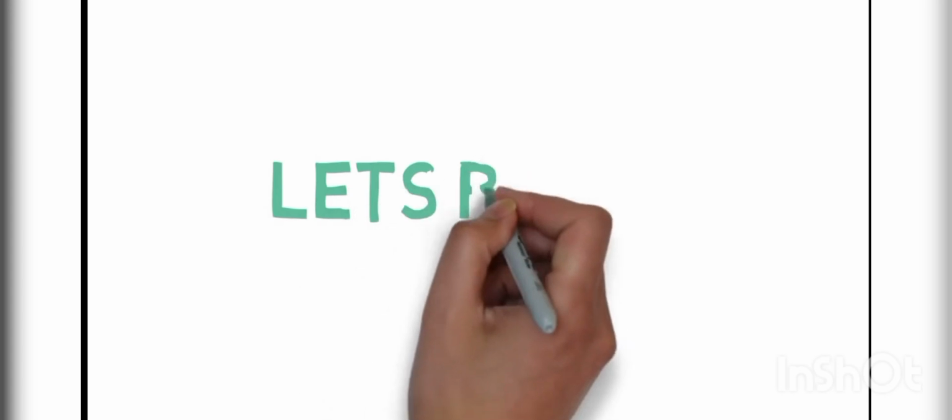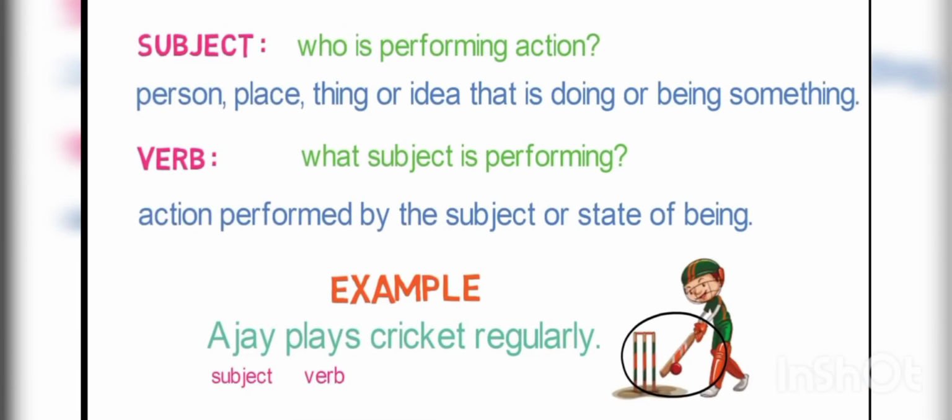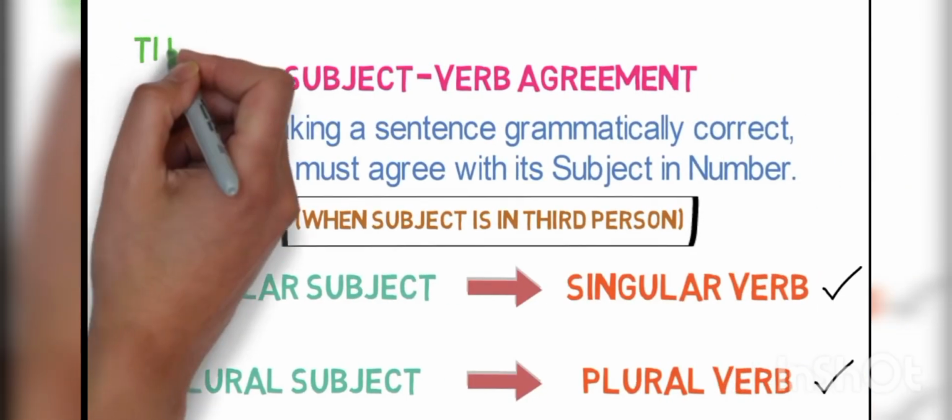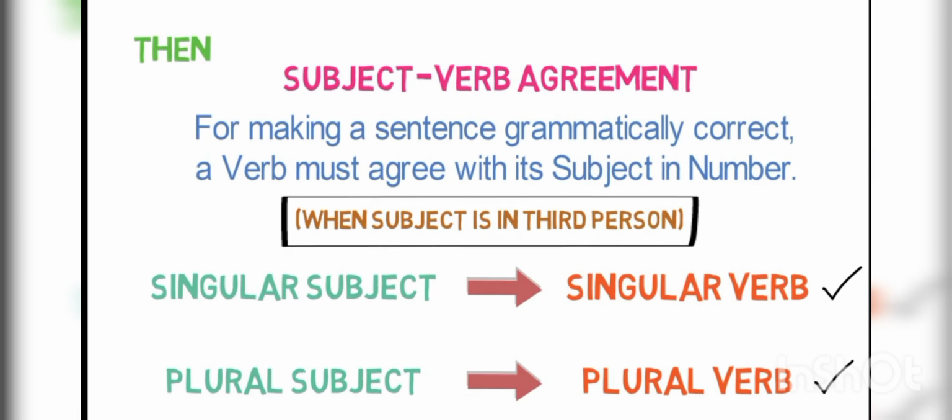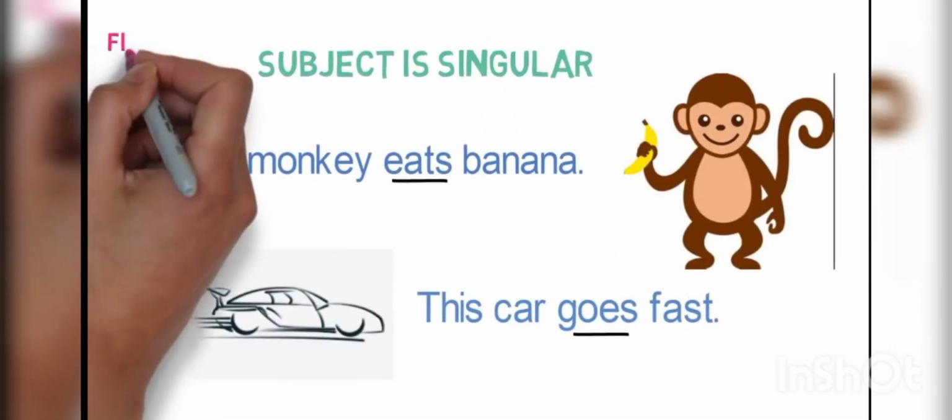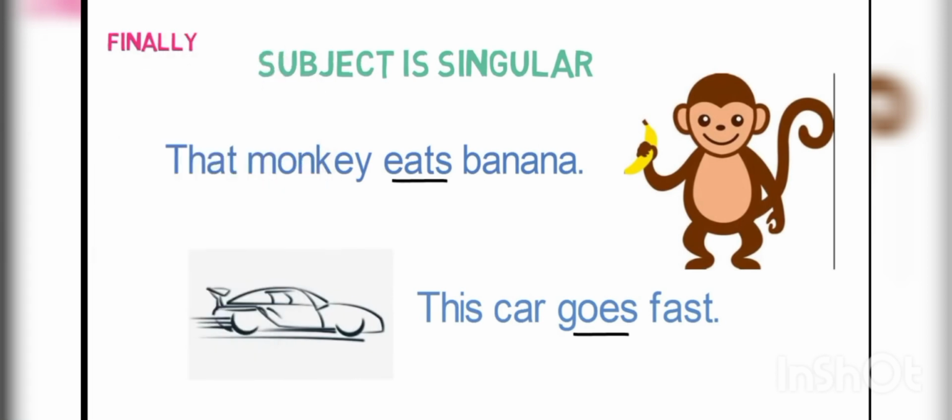Let's quickly revise what we learned in this lesson. Firstly, we understood what is subject and verb in a sentence. Then, we understood how to identify subject and verb in any sentence. Then, we understood what is subject-verb agreement. Finally, we went through some of the examples of subject-verb agreement's general rule.